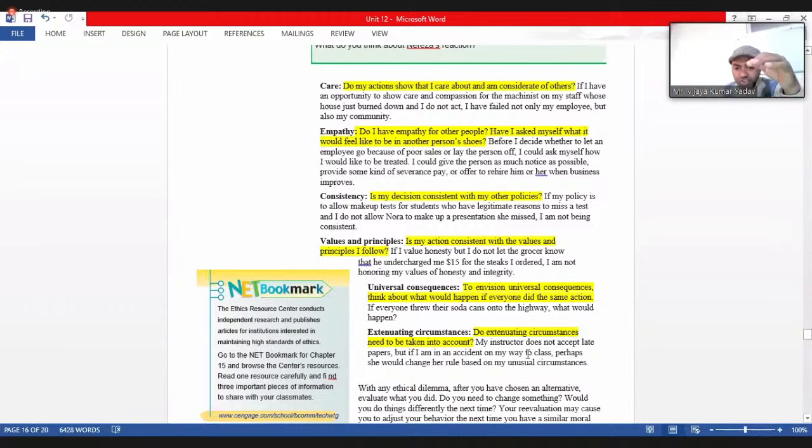My instructor does not accept late papers, but if I am in an accident on my way to class, perhaps he would change the rule based on my unusual circumstances. So this is called extenuating circumstances. Whatever action you have taken, do those actions avoid some difficult circumstances? For example, suppose you are going to submit the paper to your instructor, who doesn't accept late papers, but on the way you had an accident and couldn't submit the paper in time. Then the instructor changes the rule. It means the instructor has taken the circumstances into account.